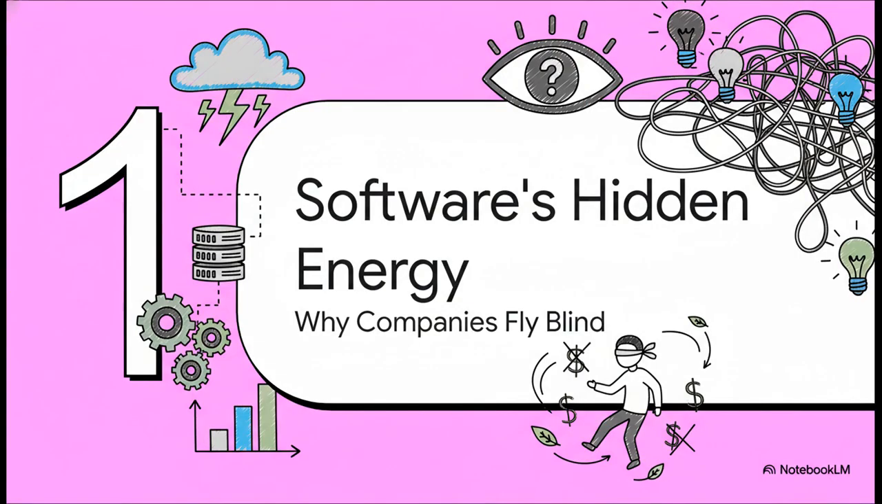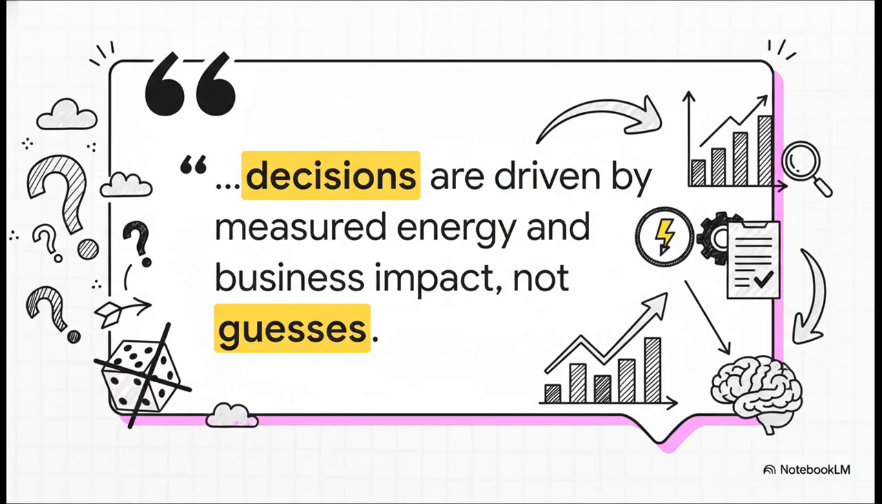It really just boils down to one of the oldest rules in the book. You can't manage what you don't measure, right? If companies have no way of seeing the energy footprint of each little piece of their software, they've got no control. Not over the environmental impact, and not over the financial cost of their own digital infrastructure. And this is where the big shift has to happen. It's about moving away from just guessing and hoping for the best. A new standard is trying to make sure that, and I'm quoting here, decisions are driven by measured energy and business impact, not guesses. It's about time, right?